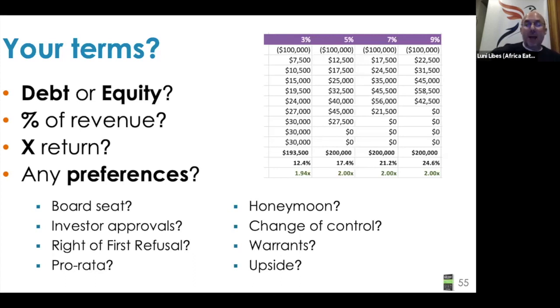Do you want to give them time before they start paying you? It's called a honeymoon. What happens if the company gets purchased? Do you want to immediately get paid, or you just want them to keep paying you? You want more upside? So I'm just going to give you 2 seconds while I take another drink.